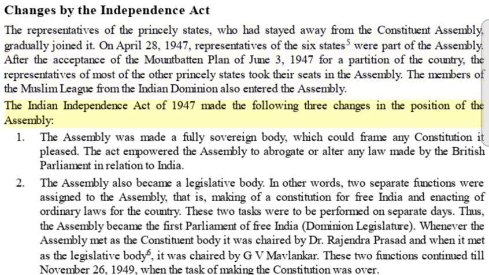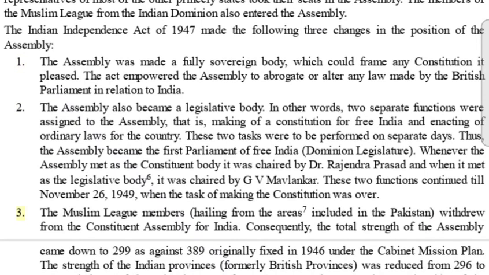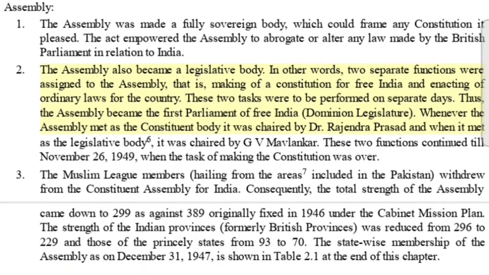The Indian Independence Act of 1947 made the following 3 changes in the position of the Assembly. 1. The Assembly was made a fully sovereign body, which could frame any constitution it pleased. 2. The Act empowered the Assembly to abrogate or alter any law made by the British Parliament in relation to India. 3. The Assembly also became a legislative body.